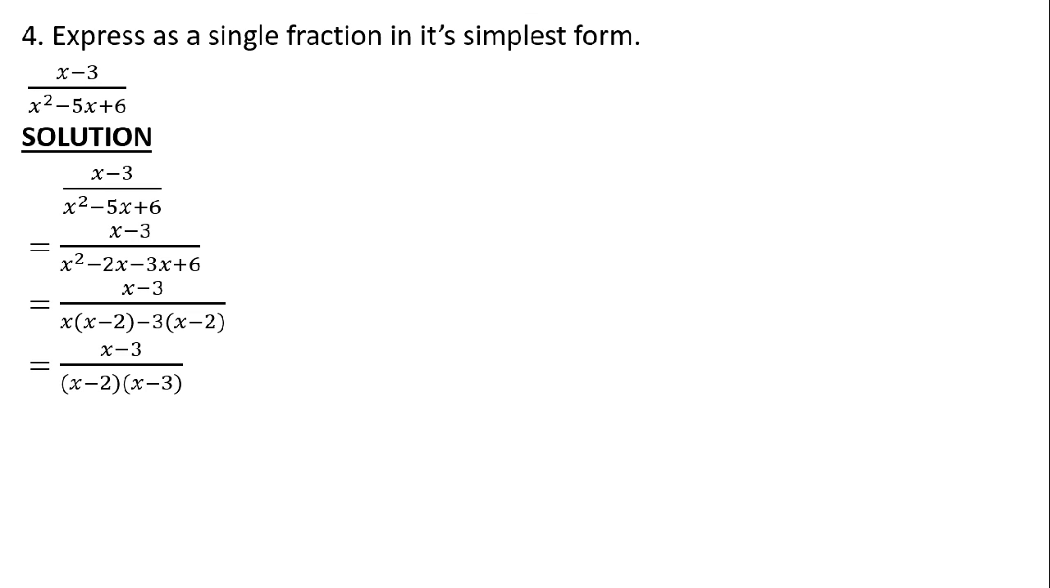From there, when you look at your numerator, which is x minus 3, it has a common factor, x minus 3. So we can divide x minus 3 into x minus 3 to give us a 1. So our answer will be equal to 1 divided by x minus 2. That is our answer. As simple as that.